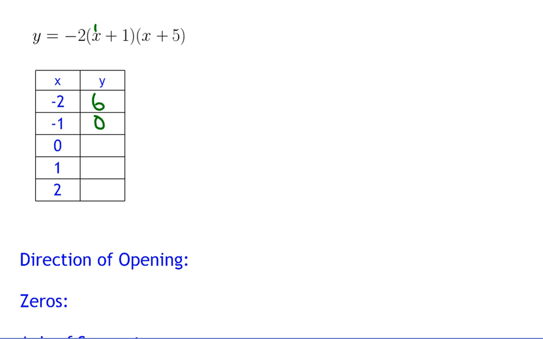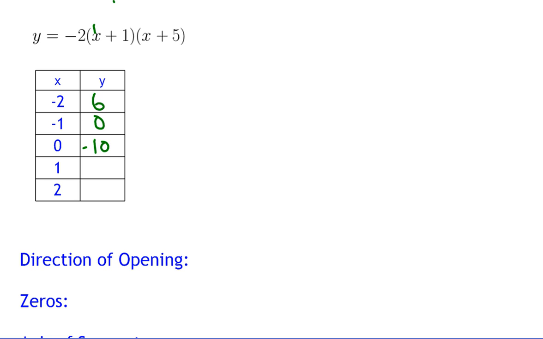Substituting 0: 0 plus 1 is 1. 0 plus 5 is 5. And we get a negative 2 out here. Negative 2 times 1 is negative 2. Negative 2 times 5 is negative 10. And then we can move on to the next one.